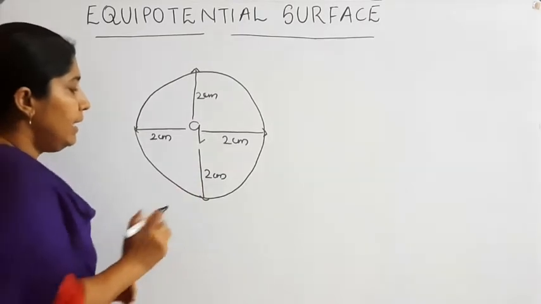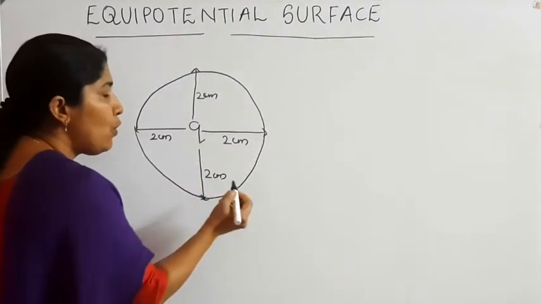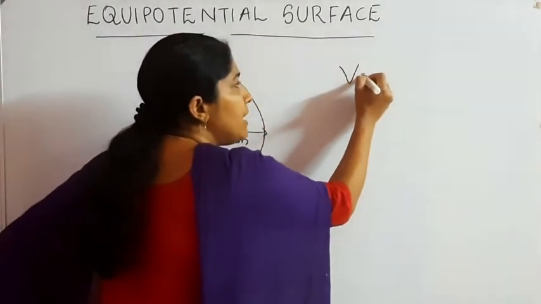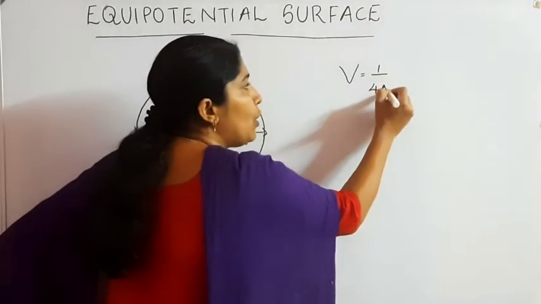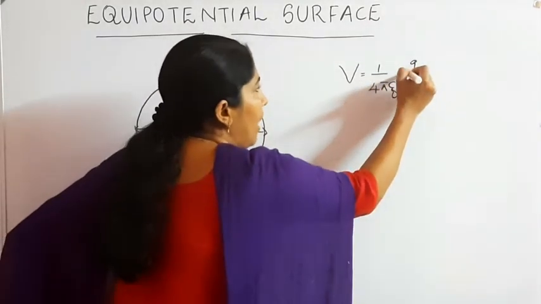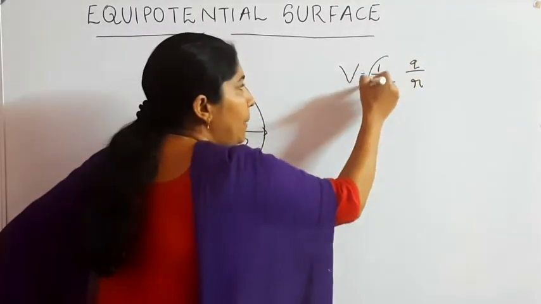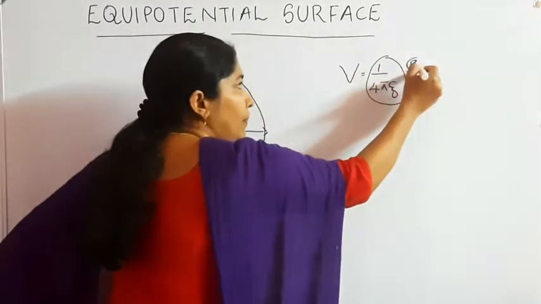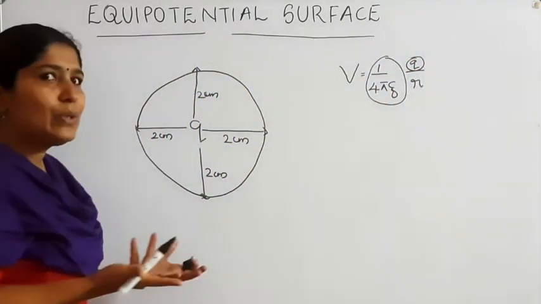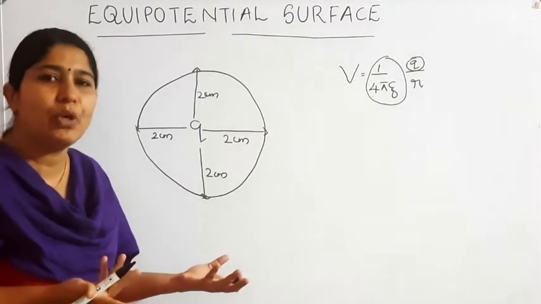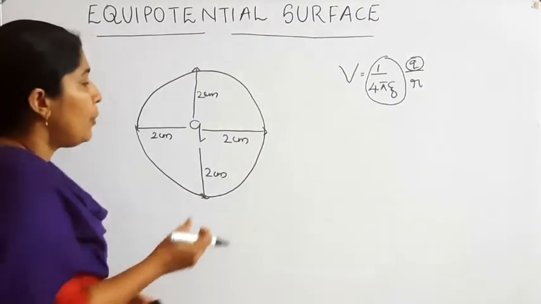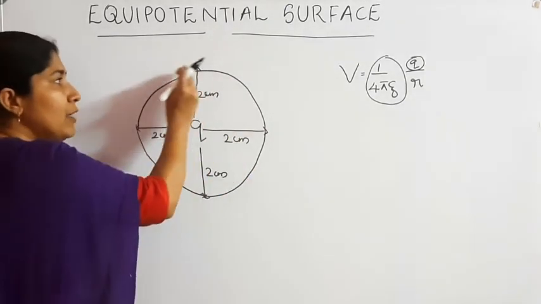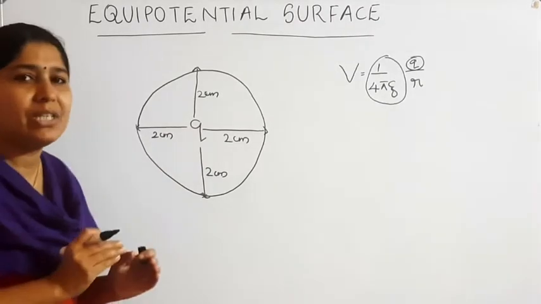Here this surface has equal potential because we know the equation for the potential V is equal to 1 by 4 pi epsilon 0 into Q divided by R. Here 1 by 4 pi epsilon 0 is a constant, and charge Q is also a constant. If the distance is also the same, then what about the potential everywhere on the surface? Potential everywhere on the surface remains constant. This type of surface is known as an equipotential surface.